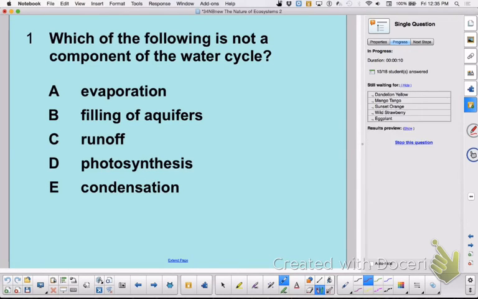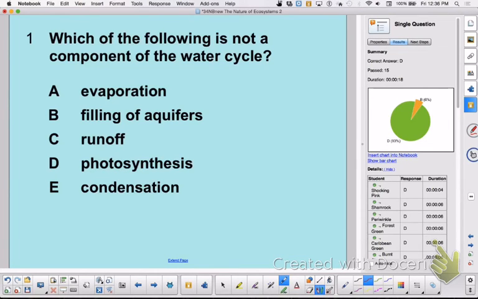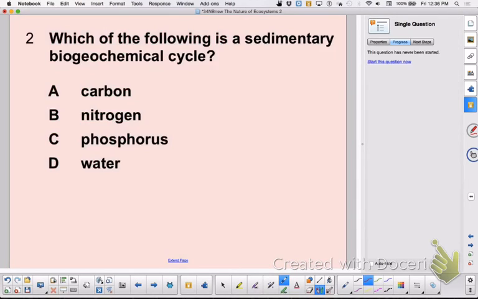I'm going to go fast so we can get through them all. Three, two, one. Aquifers are part of the water cycle because it's underground fresh water. So somebody missed that one, okay? Good job, Chuck and Pete.